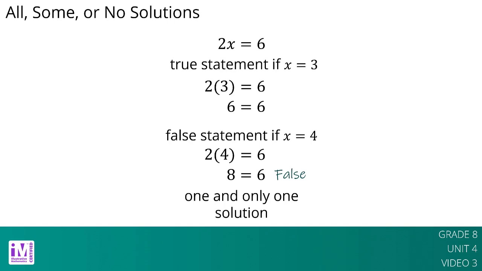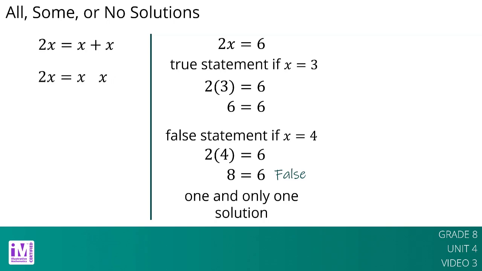Some equations are true no matter what the value of the variable is. For example, 2x = x + x is always true, because if you double a number, that will always be the same as adding the number to itself. Equations like 2x = x + x have an infinite number of solutions. We say it is true for all values of x.